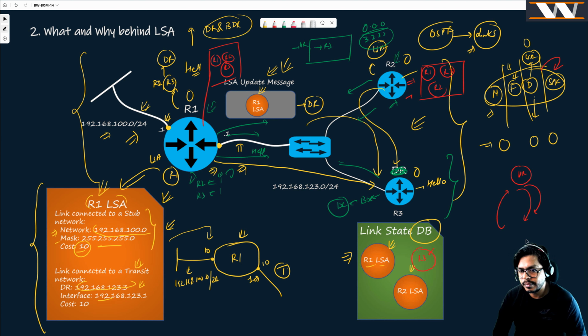On which state does the DR-BDR election happen? As I mentioned previously, as soon as we meet the two-way state. Two-way is nothing but this: if we talk about R1 and R2, R1 knows that there is somebody called R2, and he knows me, that is why I am saying hello in this message. R2 knows that there is somebody called R1, and he knows me. Then they are basically in the two-way state.